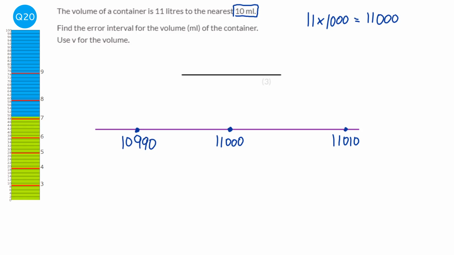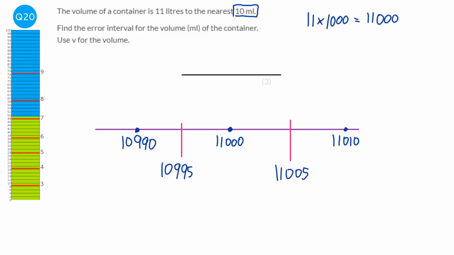Now, when we're looking at limits, with the upper and lower part of it, we are looking at halfway points. So halfway here and halfway here. So this halfway point will be 10,995, and the next one will be 11,070.